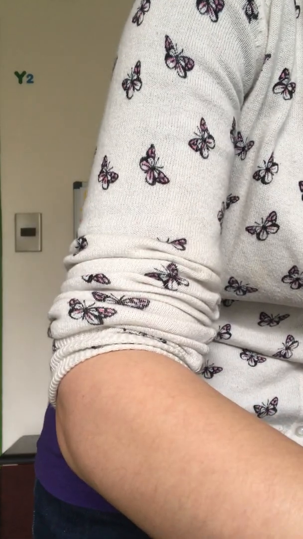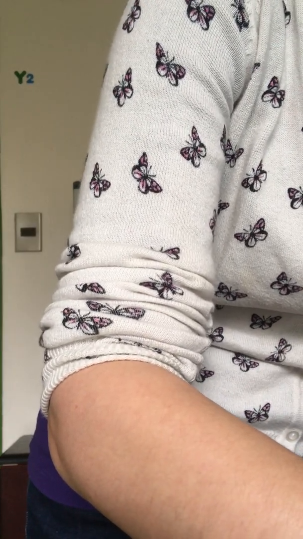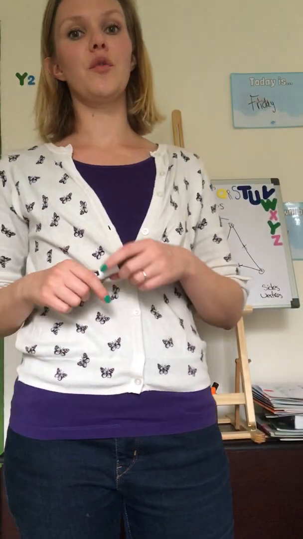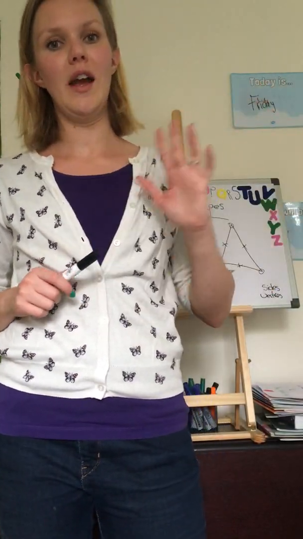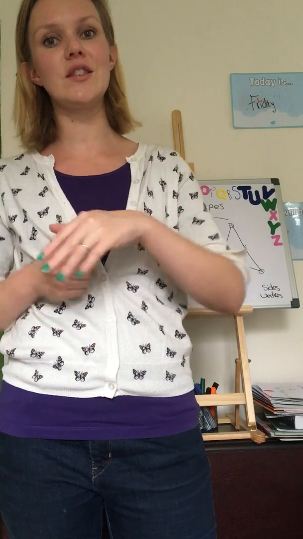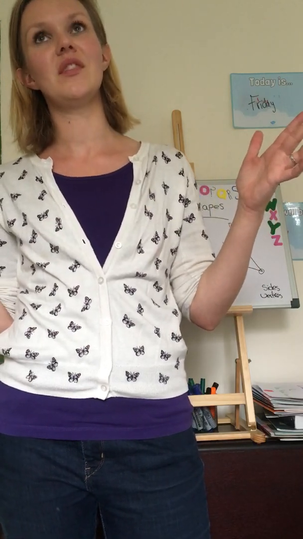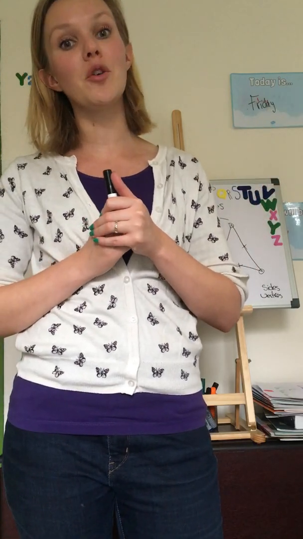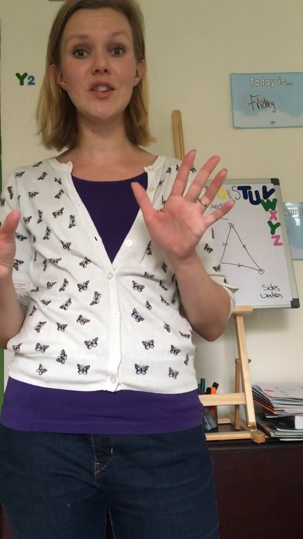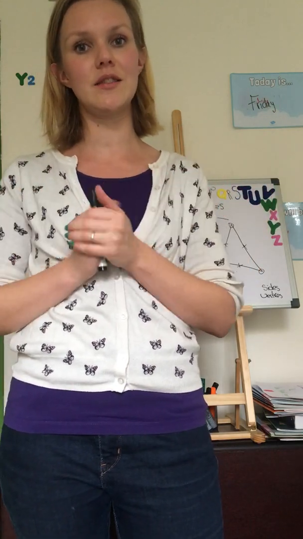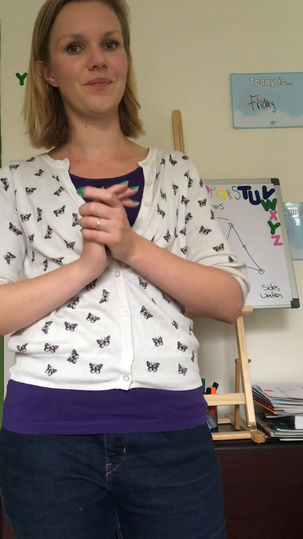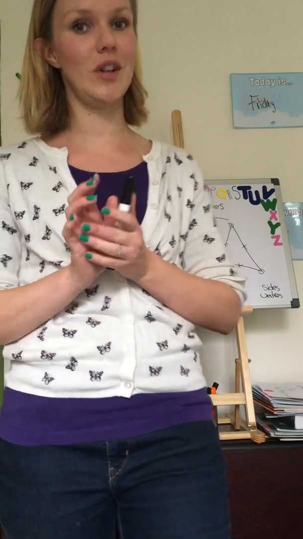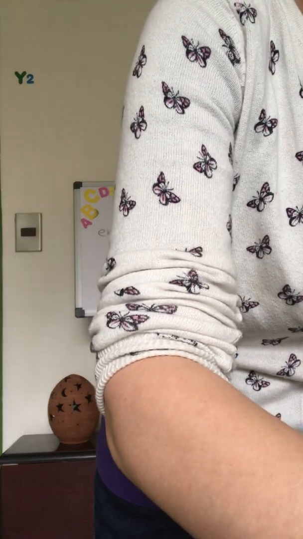Okay, next one. We're almost there. I have 6 corners and 6 sides. What am I? Just think about a shape with 6 corners and 6 sides. What am I? Do you know the answer? That would be very good because it's very hard.